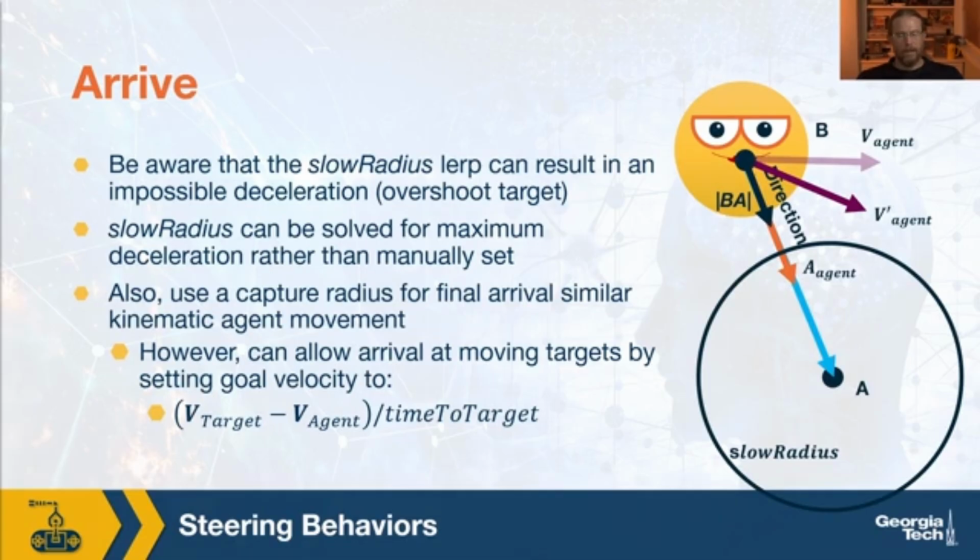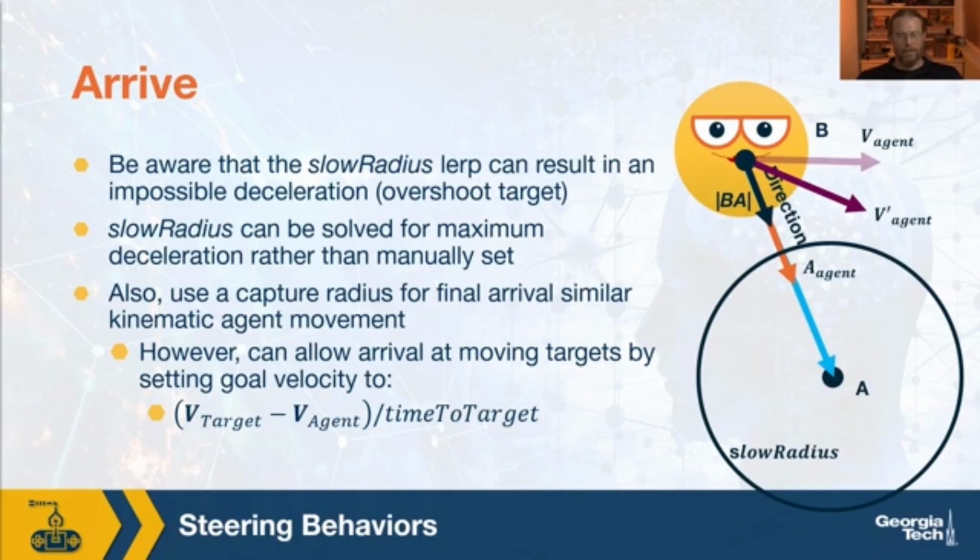Now, you might have a situation where you're trying to arrive at a non-static target, where the target is moving. In this case, the equation would be the velocity of the target minus the velocity of the agent, divided by the time to target constant, whatever that small amount of time is. I think in the kinematic version we were using somewhere around 0.25 seconds for the time to target. Of course, you play with that value as necessary.